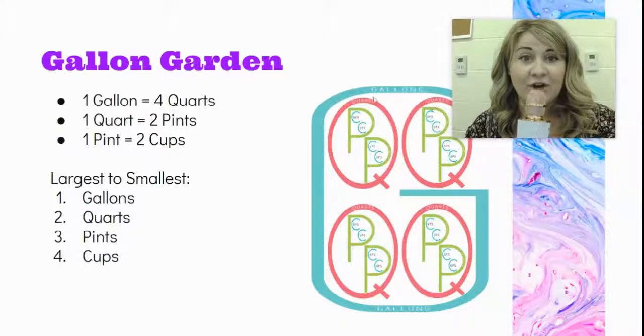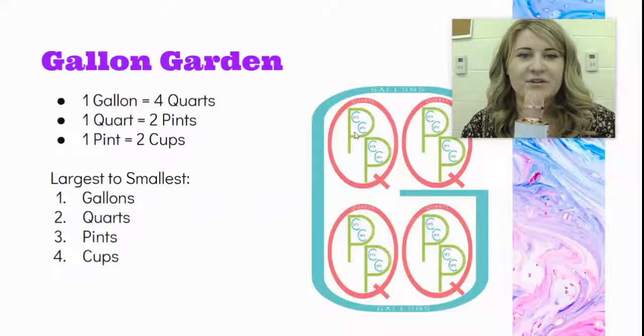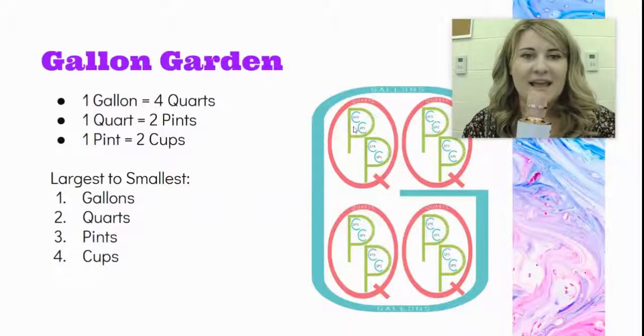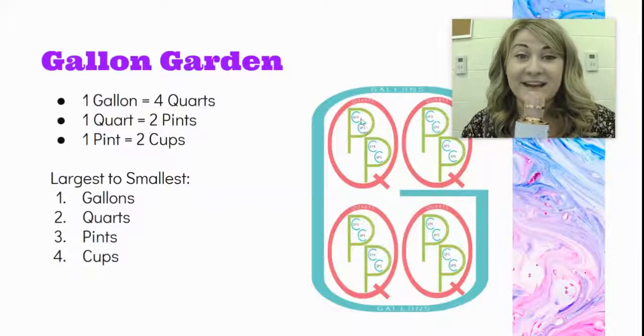This is our gallon garden, and this is what we're going to be making today, okay? So I have a giant G, which stands for gallon. Inside of that, I have 4 Q's, which means quarts. There are 4 quarts in a gallon. And then inside of each quart, I have 2 P's, which stand for pints. And inside of each pint, I have 2 cups.